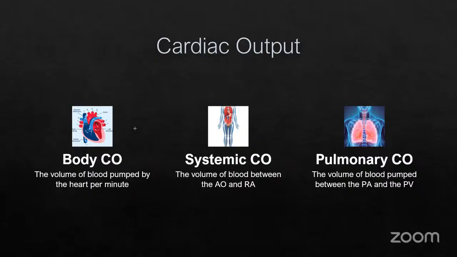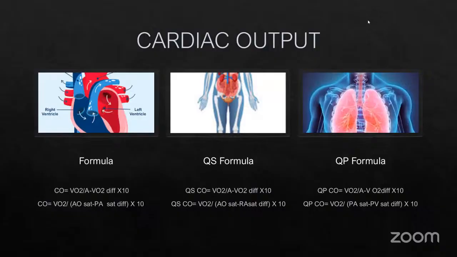Okay. And then we're going to take a look at the next slide here. On this slide, for all three, we're going to use the cardiac output formula because it is cardiac output. We are just applying it to different places. Remember to look for that Q. Q means flow. So this Q is going to be systemic flow, and this is going to be pulmonary flow.